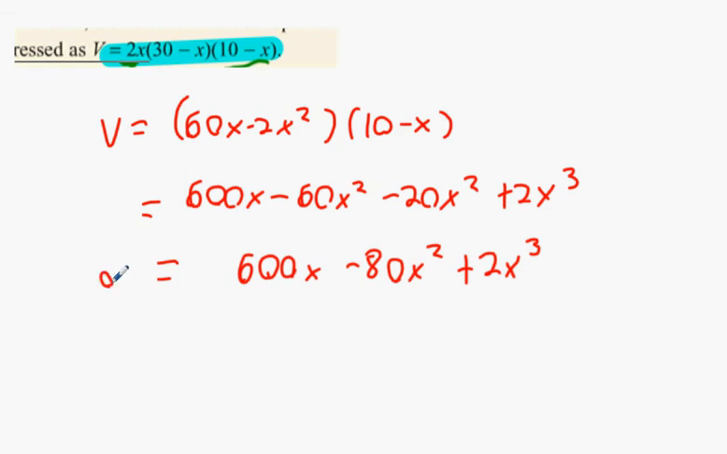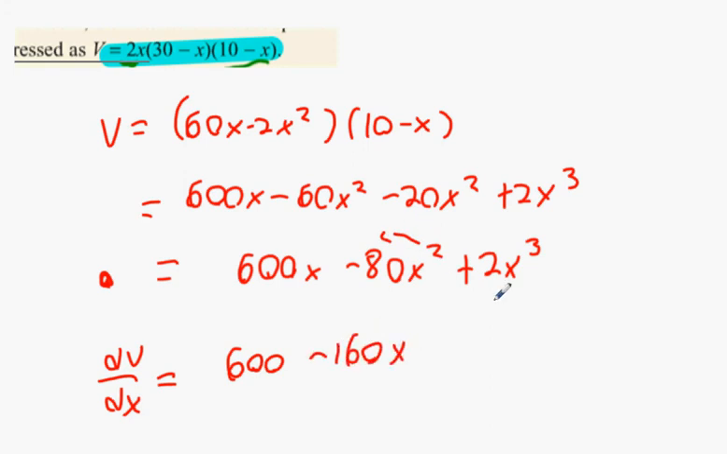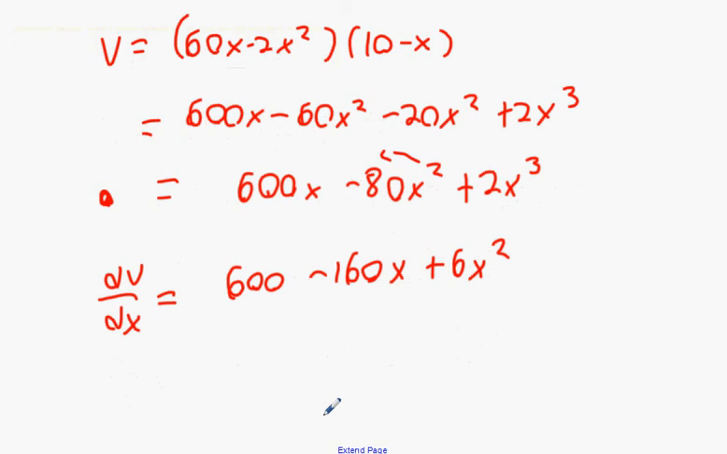Now, we haven't differentiated yet, so what do we do next? The dV/dx. 600, just drop the x. 160, bring the 2 to the front. Reduce the power down to 1. And then 6x squared. Okay. You'll solve this equal to 0. So 6x squared minus... Why is the derivative equal to 0 again?